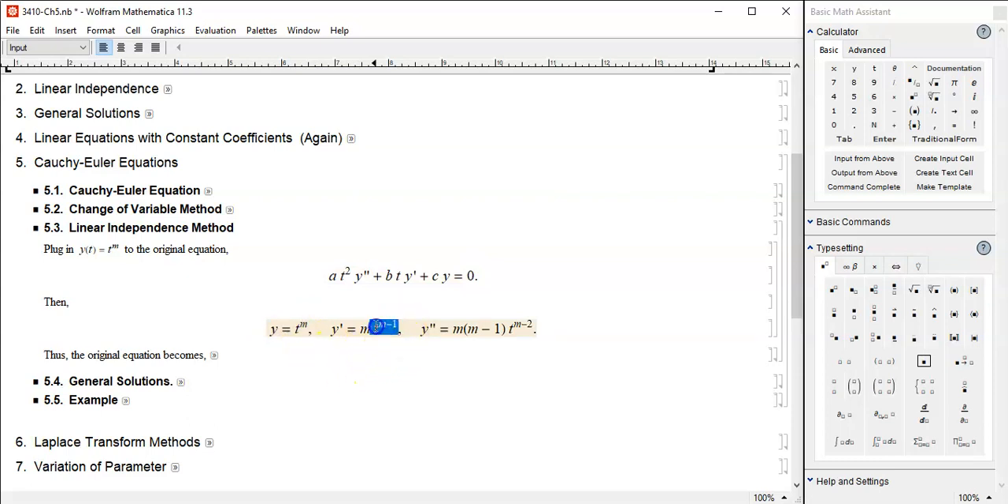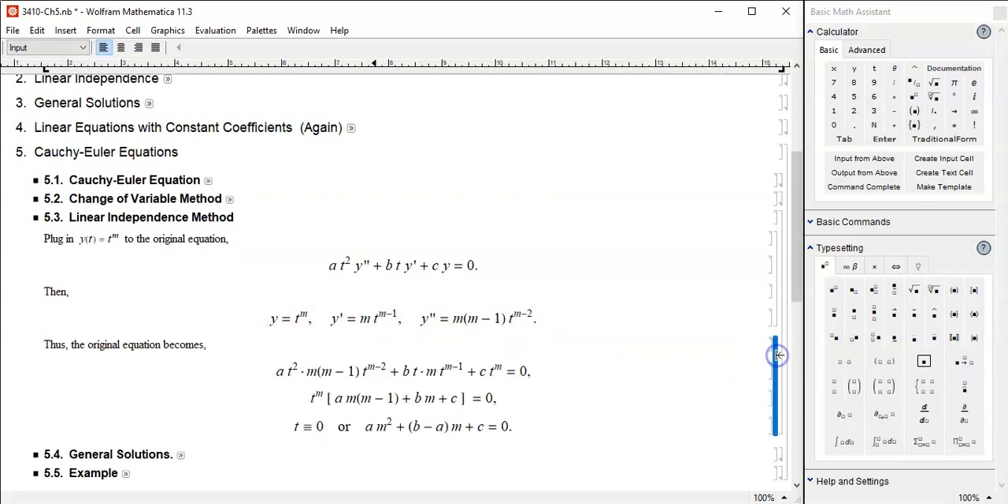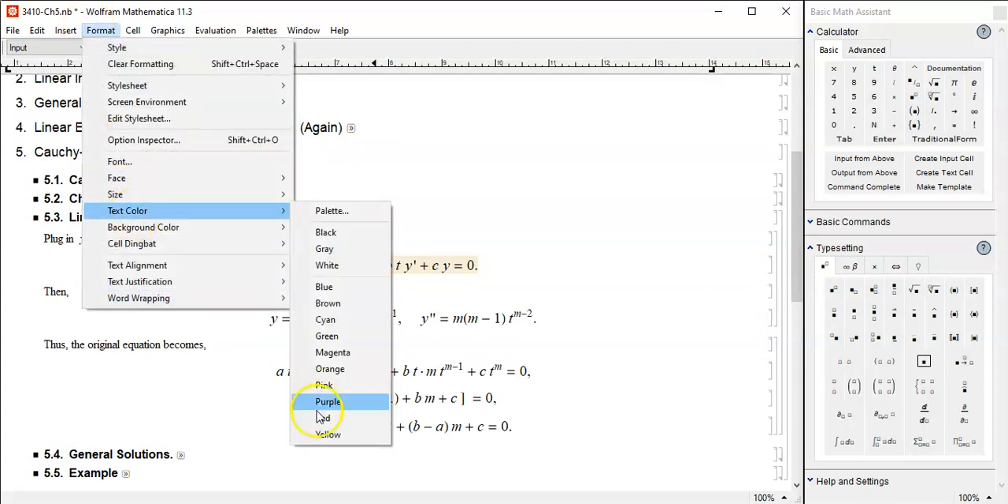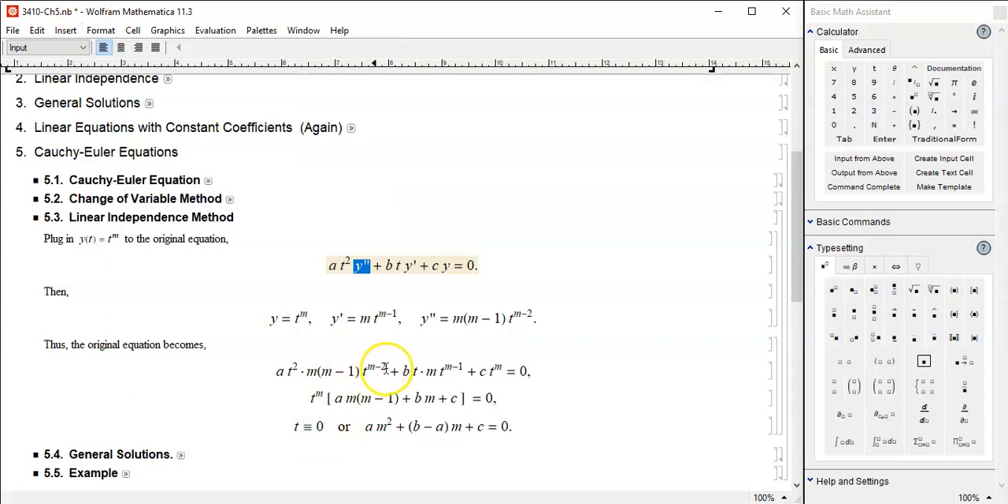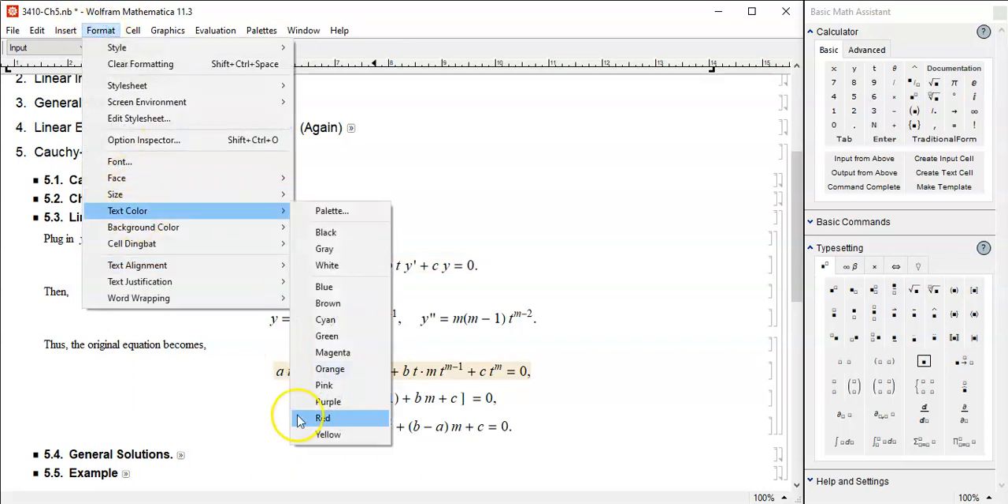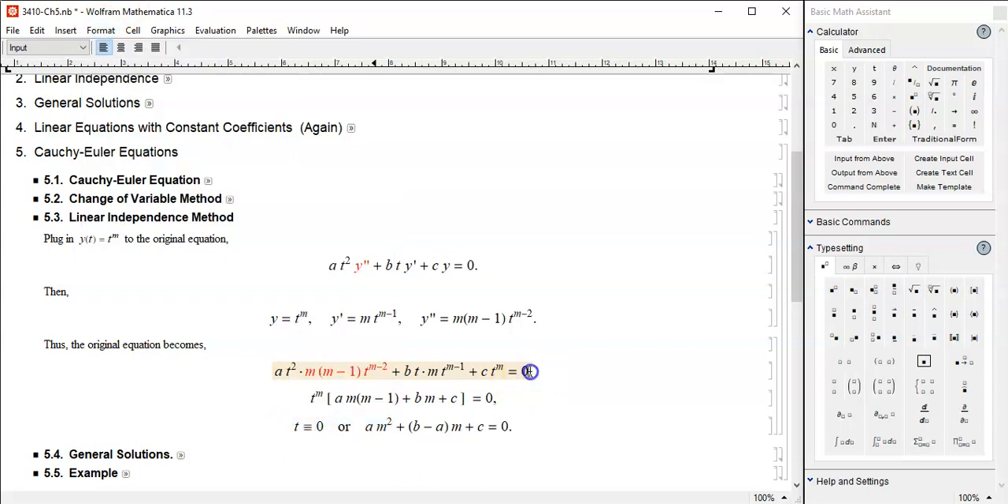y prime is therefore this derivative computation. That's easy. And y double prime is this derivative computation. Again, it's pretty easy because they are just power rules. Consequently, the original equation becomes this way. y double prime, which I am highlighting in red, is going to be replaced like this: m times m minus 1 times t to the m minus second power.